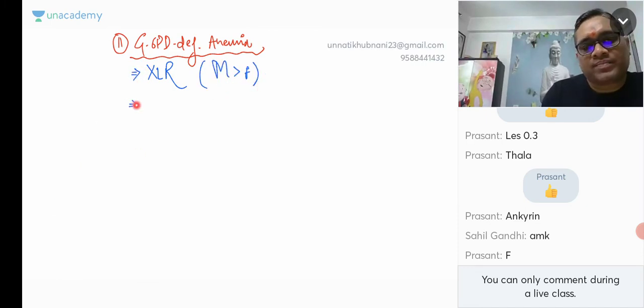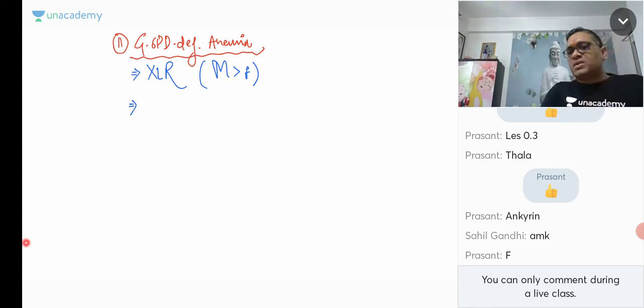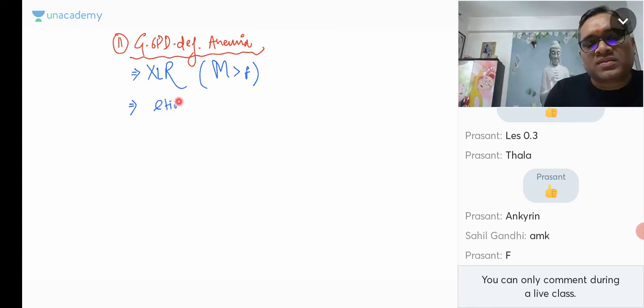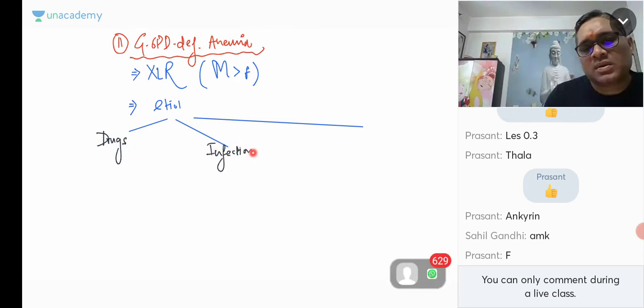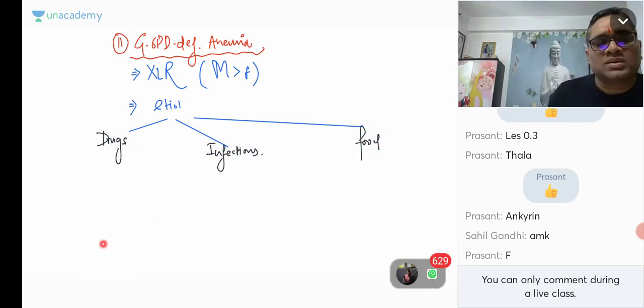Now, G6PD deficiency anemia, what are the important things? What is the etiology? First we should know that. Here I'll tell you there are 3 important etiologies for G6PD deficiency anemia. Number 1 is drugs. Second is infections. And third is even food. So these are the 3 common things which can cause G6PD deficiency anemia: drugs, infections, and food.